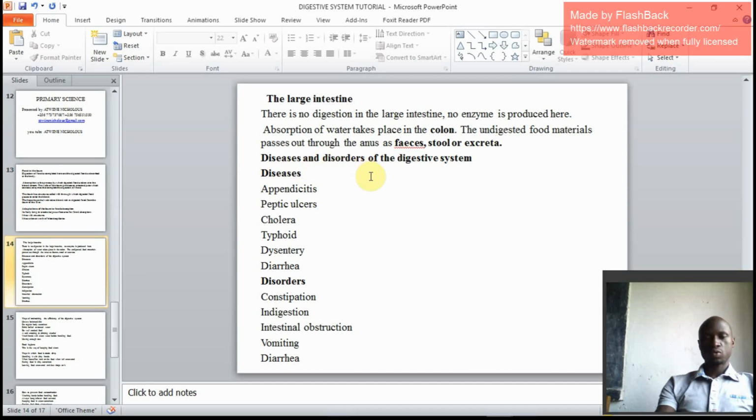We go to diseases and disorders of the digestive system. We have diseases, and most of them are diarrheal diseases, as we looked at in one of the classes, primary 4, communicable intestinal diseases. I'm starting with cholera. We have typhoid. We have dysentery, spelled D-Y-S-E-N-T-E-R-Y; some miss this E. Then we have diarrhea.